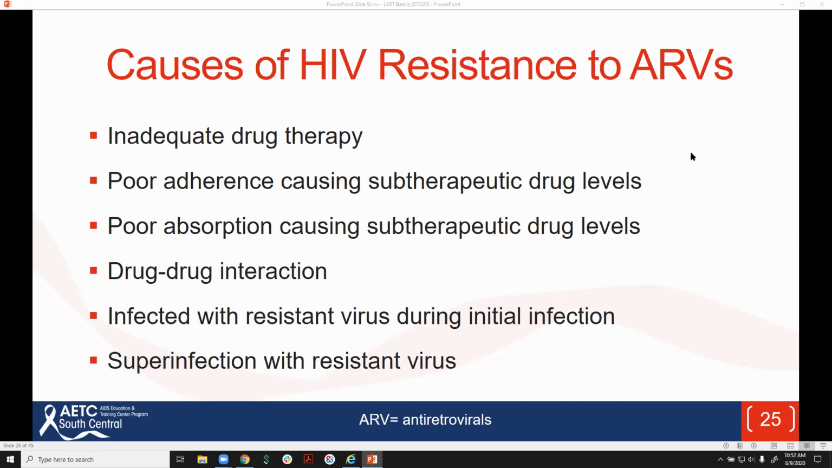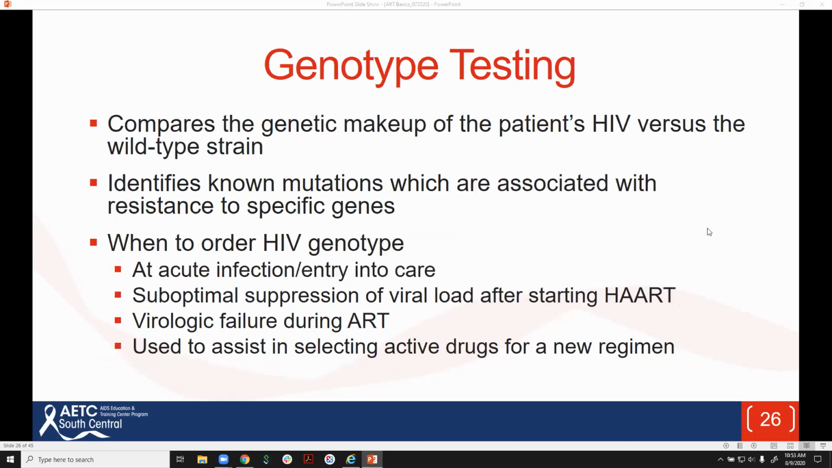Someone can also be infected with a resistant virus during initial infection. That is certainly less common, but it is possible, and it's why we get a genotype on every single patient. We don't always wait to start therapy until the resistance testing is back, but we always do check that resistance testing and change therapy if needed. And then it is possible to get superinfected. If someone is well controlled on their medication and gets a new HIV infection from someone else, and that infection is resistant to the medications the patient is on, then the medication will not be effective. So genotype testing is really a key component of choosing good antiretroviral agents.